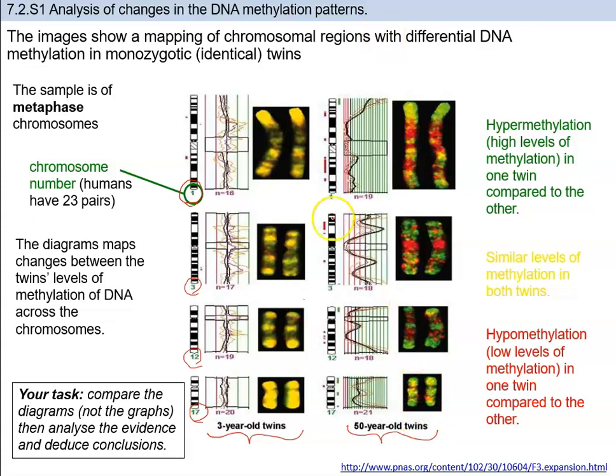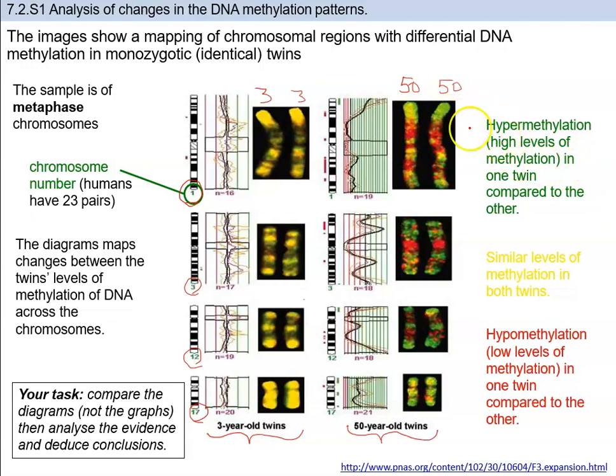So this is 50-year-old twin number 1, and this is 50-year-old twin number 2. And then this is a 3-year-old. So we have these twins, and the chromosomes are compared. This is the first thing that you need to understand from this picture. And then the second thing is the methylation.